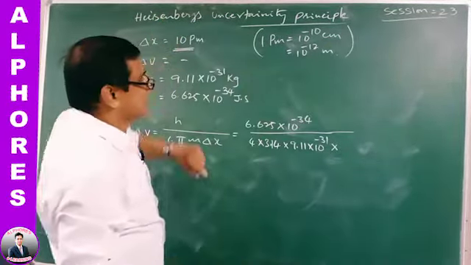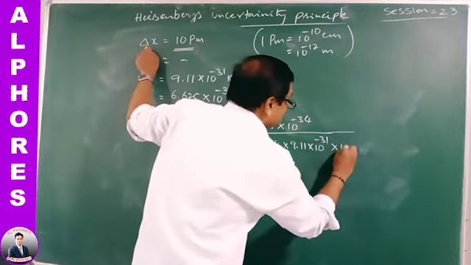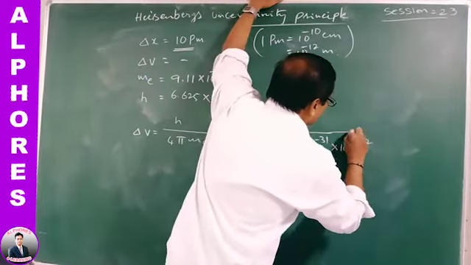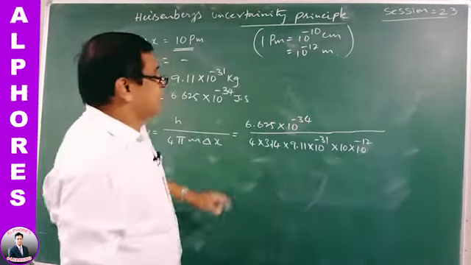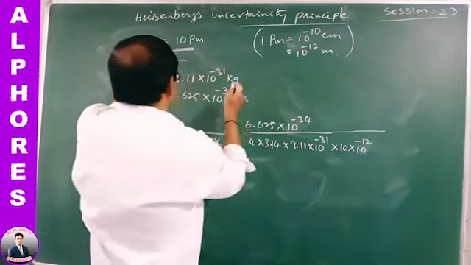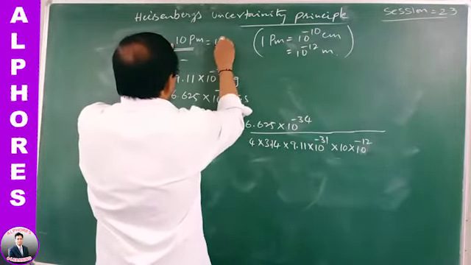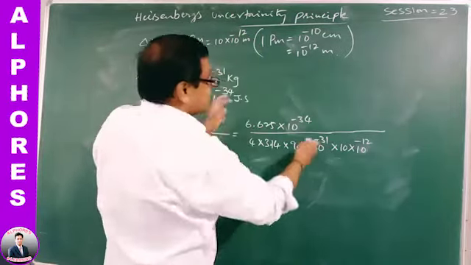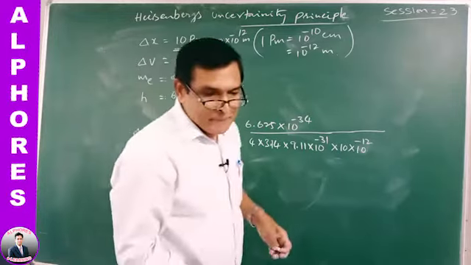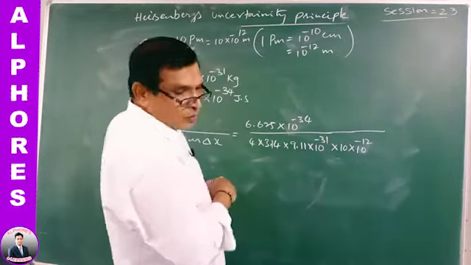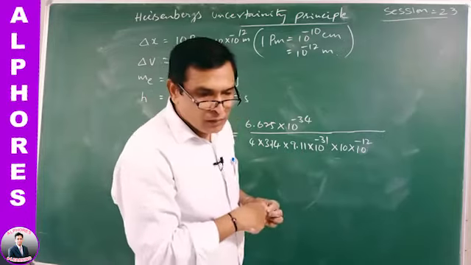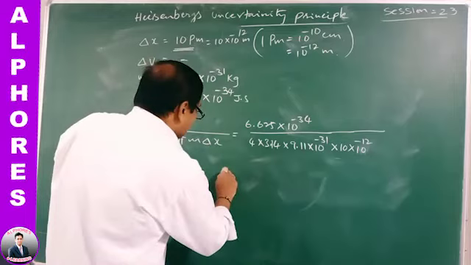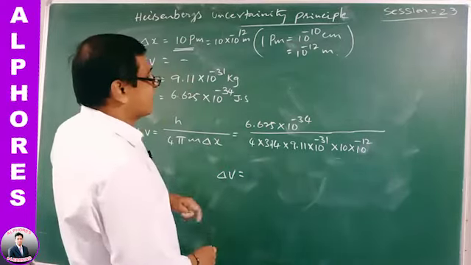So therefore delta x is equal to 10 into 10 to the power minus 12 meters. We should be very careful in this. So this is equal to 10 into 10 to the power minus 12 meters. Done. That we have taken here. It is clear now. Now on solving this, delta v is calculated as follows.